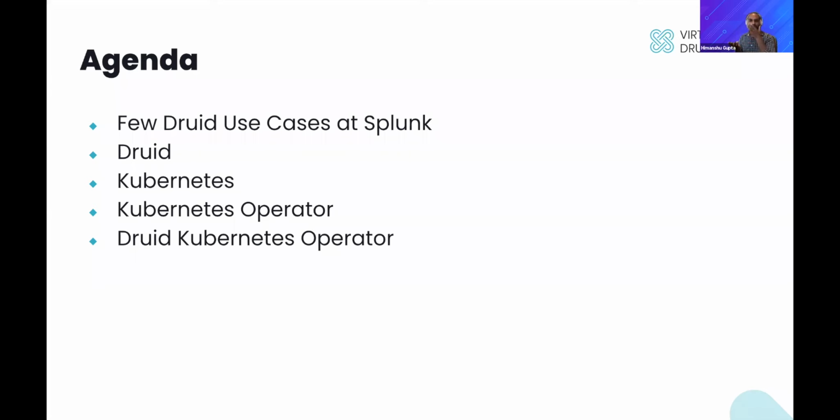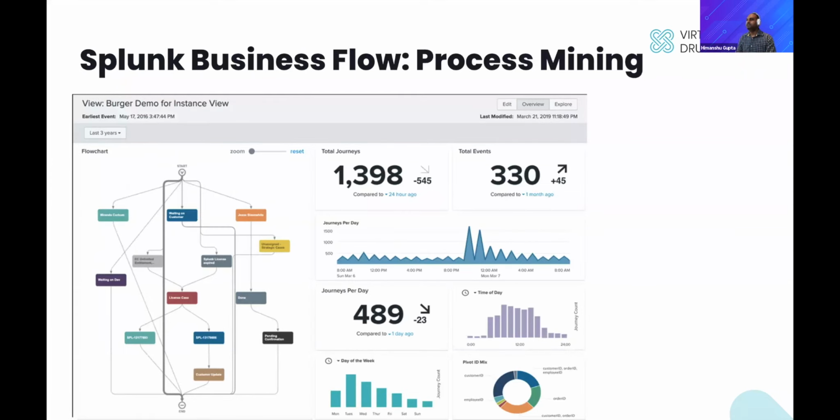There's a lot to talk about when you're trying to deploy things on Kubernetes, because there's a whole set of technologies that get into the picture. I try to introduce some of them, but it's impossible to talk about all of them, but I'll go through Kubernetes and operators quickly, and then spend a lot more time on the Druid Kubernetes operator specifically. So let's get started with how it all began for us.